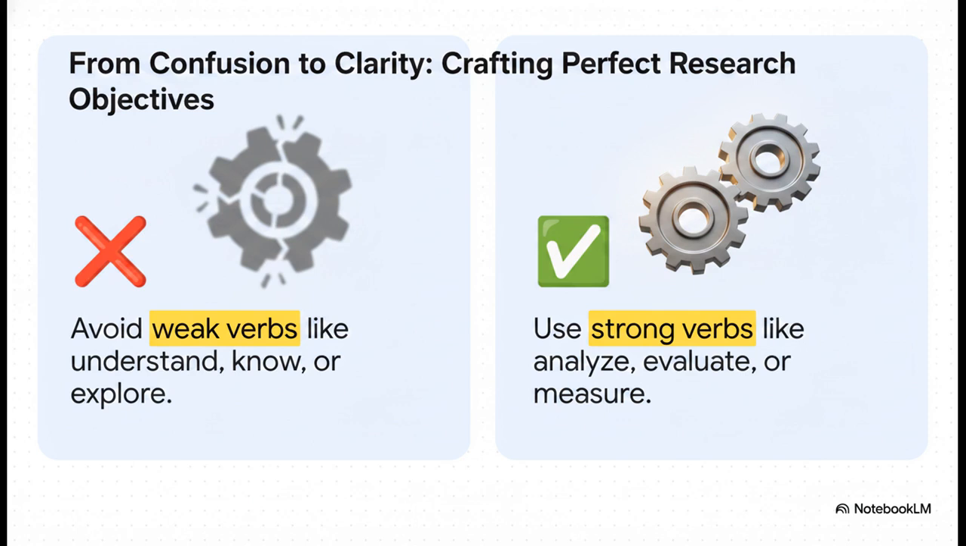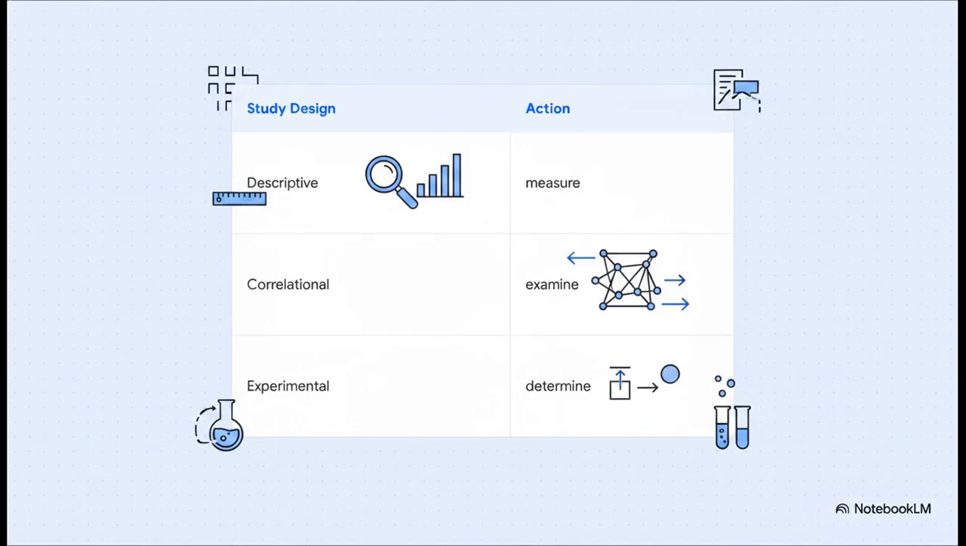On the right side, we upgrade to strong verbs. Analyze, evaluate, measure, determine. This aligns perfectly with Bloom's taxonomy, which is all about observable, measurable outcomes. You've got to use strong action verbs. And those specific verbs, they must perfectly match your chosen research design. It's like a giant puzzle. If you're doing a descriptive study, your objective should use words like identify, describe, or measure. If it's a correlational study, you need to examine relationships. And if you're running an experimental study, your objectives must determine effects. The action simply has to fit the design perfectly.